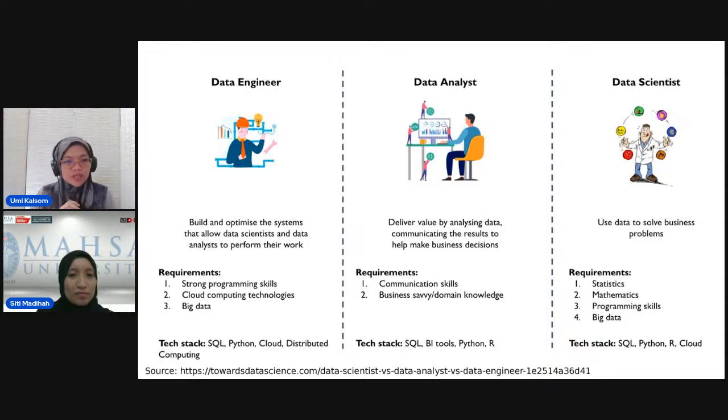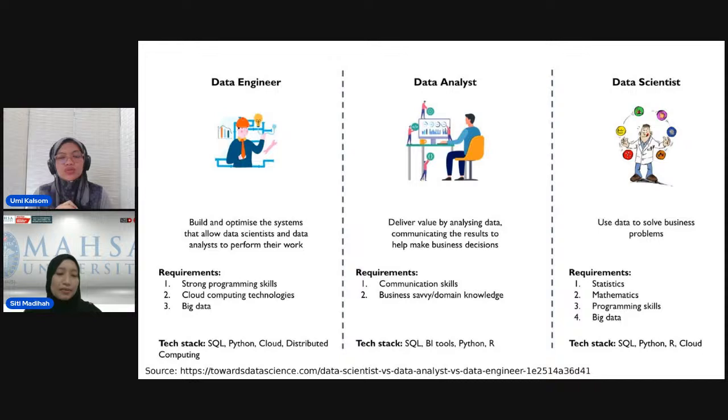The requirement to become a data engineer is that this person must have strong programming skills, must know cloud computing technologies, and must have knowledge about big data. The specific tech stack this person must know includes SQL queries, Python coding, cloud servers and storage, databases in the cloud, and also distributed computing.